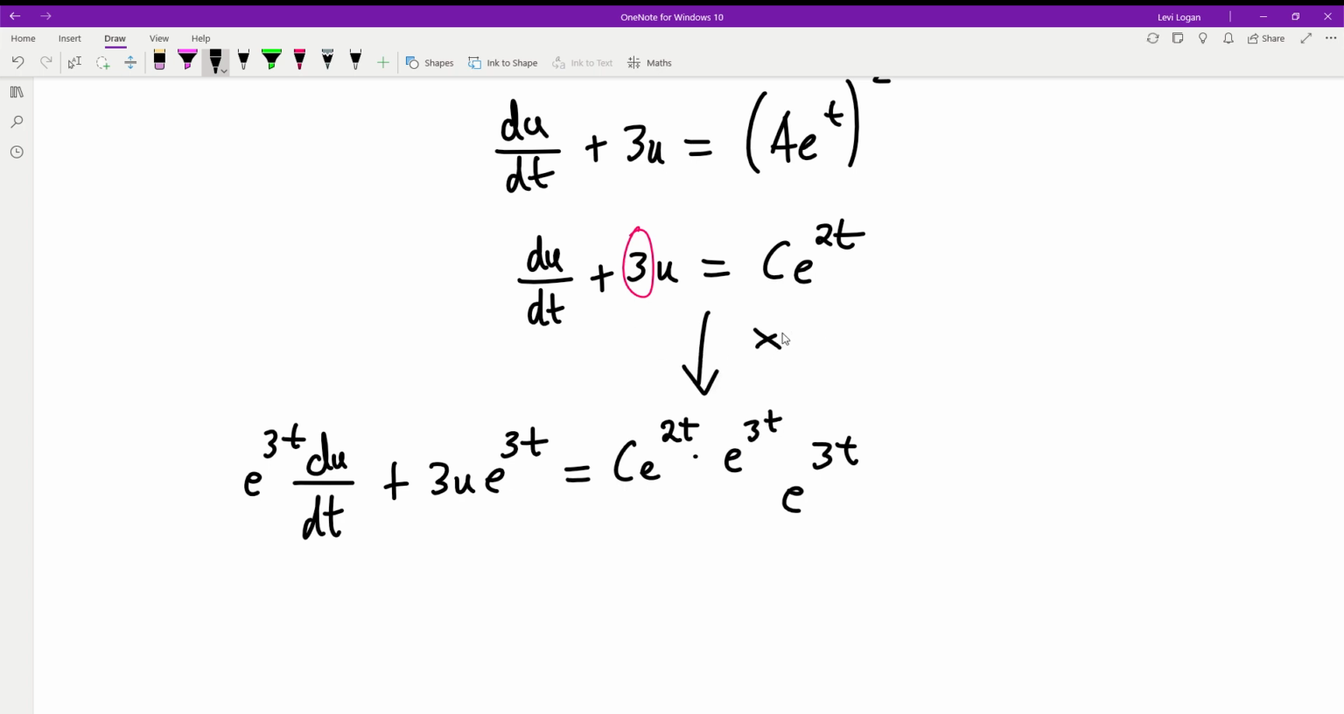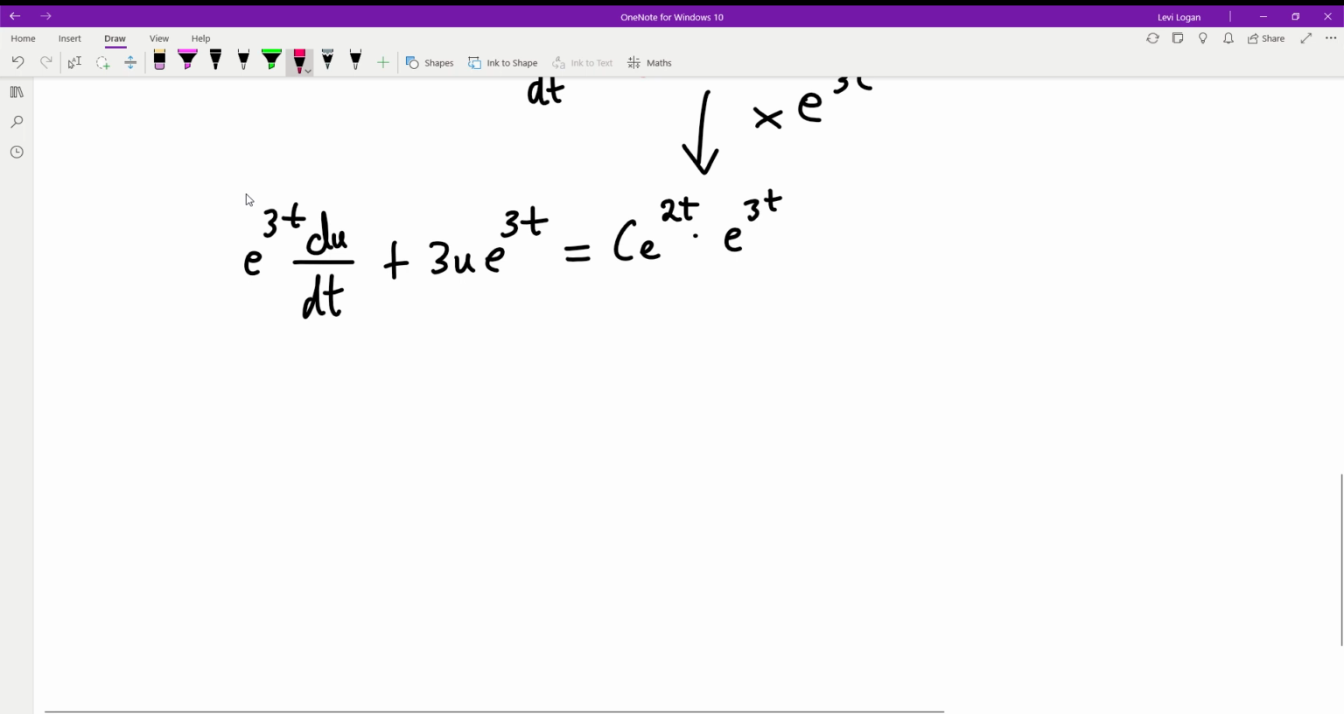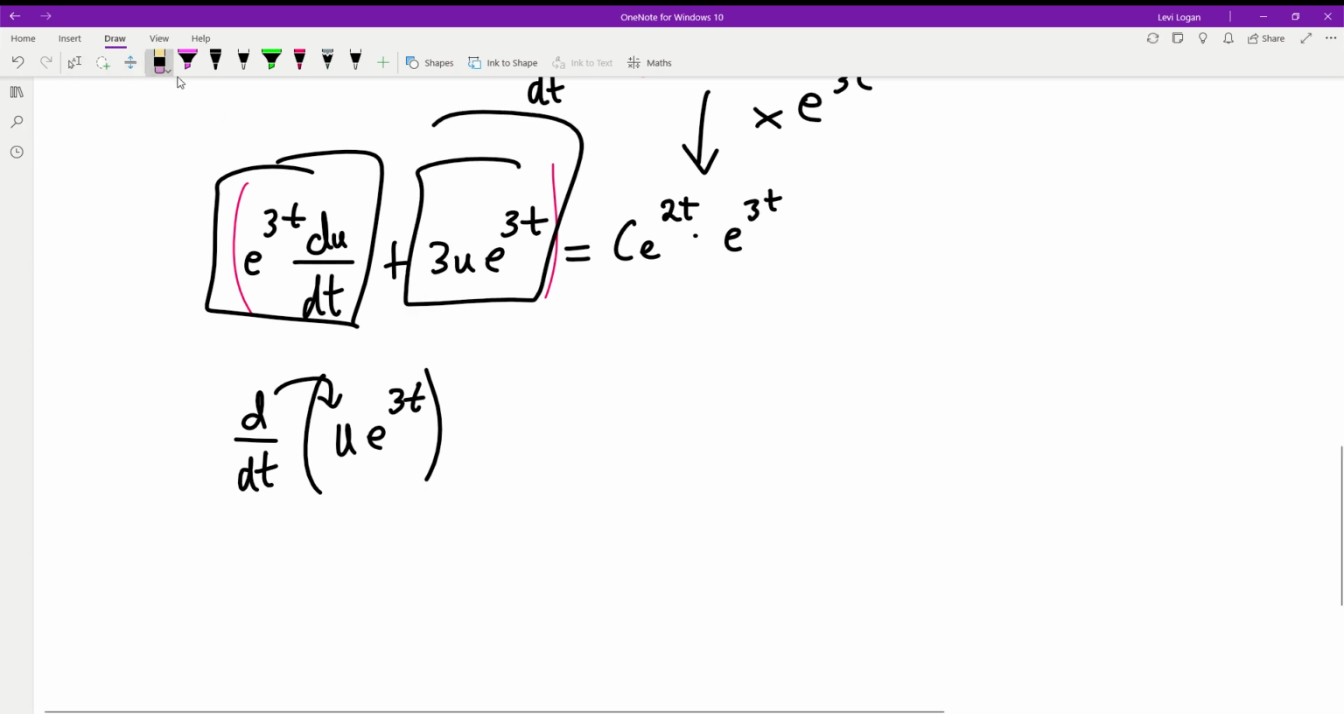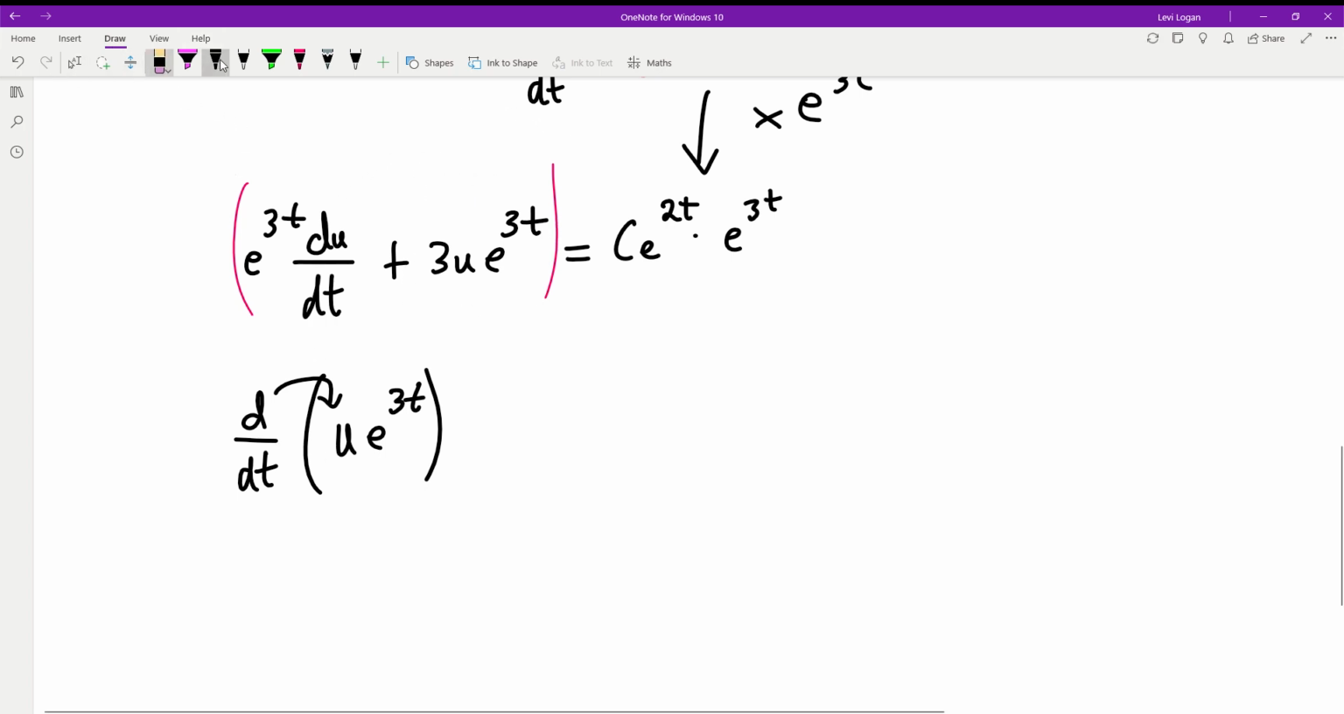So all I've done there is multiply by e to the 3t on the left hand side and the right hand side of my ordinary differential equation. As you can see here, this is almost a perfect derivative. Well, it actually is. So I can rewrite this as the differential operator d/dt of u e to the 3t, because if I were to do this using the product rule, I would get this term and this term respectively. So I can rewrite the left hand side like that, and this side here I can simplify as c e to the 5t. Okay, now I've got something very easy to solve for.